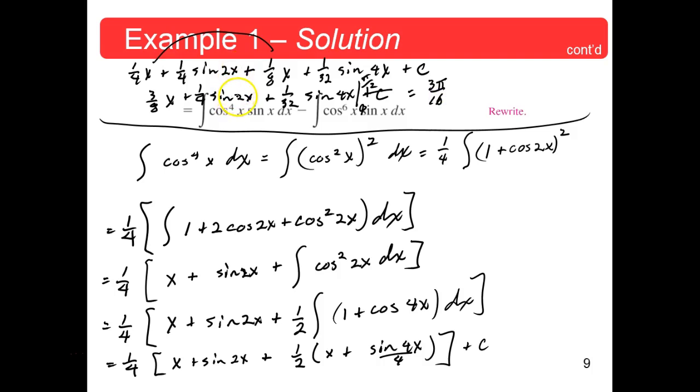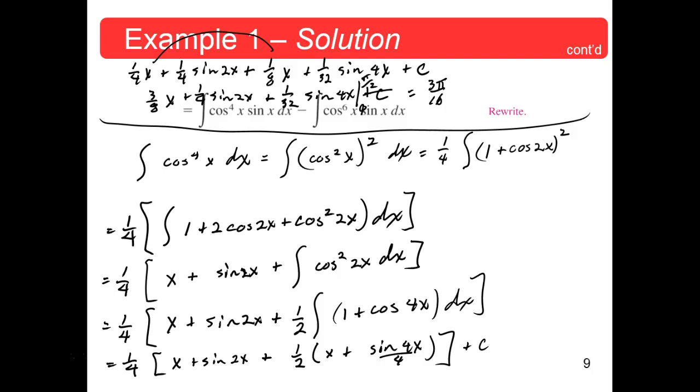Now when you put in pi halves here, yeah. Does anyone else come in? Oh, I wasn't looking. Okay.